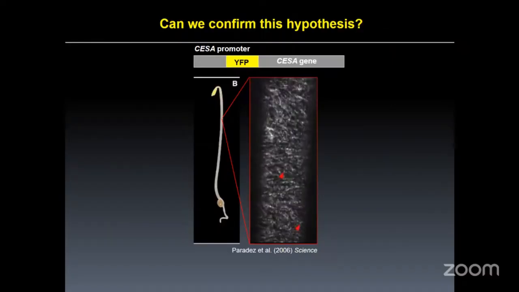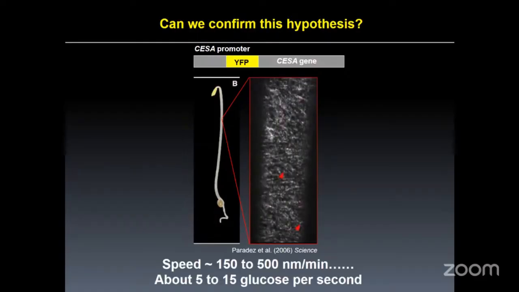And we can, of course, now begin to understand a little bit more about how this process works, right? For example, you can calculate the speed. It's moving at 150 to 500 nanometers per minute. And you can translate that to the amount of glucose units that are incorporated per time unit into these cellulose microfibers. Another interesting observation, some of you probably noticed, was that most of these dots are moving in this direction, right?